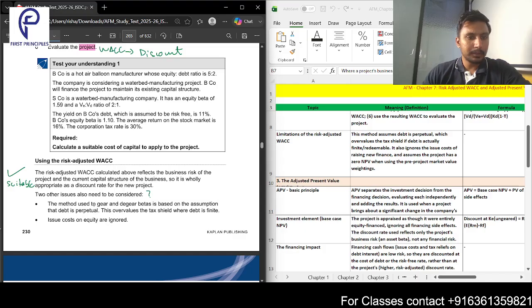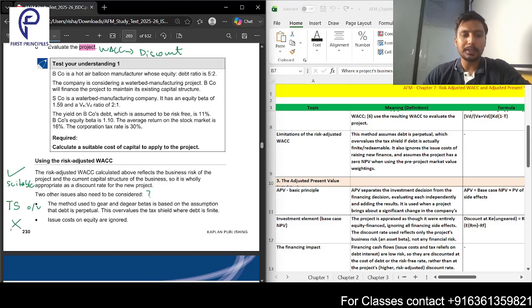The method used to gear and de-gear beta is based on the assumption that debt is perpetual. This overstates the tax benefit where the debt is finite. So what they're telling us is that this method assumes the debt is perpetual, which overvalues the tax shield if debt is actually redeemable. The tax shield is the tax savings you get because of the interest payments. Interest is a tax deductible expense. So the tax shield is overvalued.